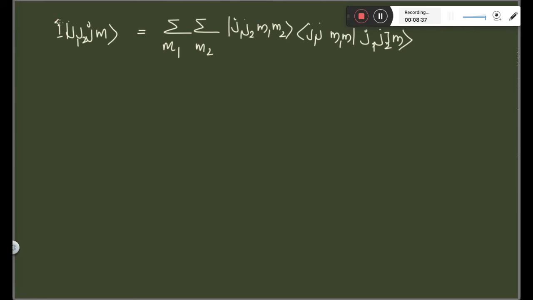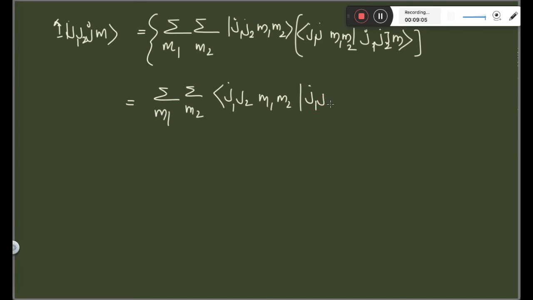This is the identity operator acting on J1, J2, J, M. Now this is the element that connects the M1, M2 representation to the J, M representation. And this you can write as the sum over M1, sum over M2, of J1, J2, M1, M2 with J1, J2, J, M, multiplied by J1, J2, M1, M2.